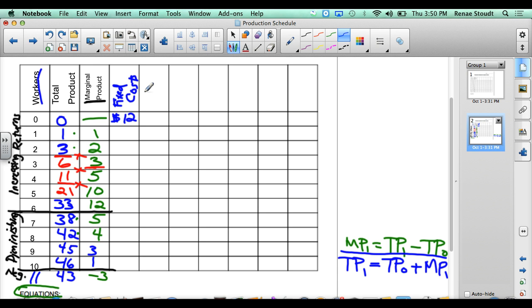Now, at 1 worker, did I change the amount of rent that I charged you or the amount of paper that I charged you for? The answer is no. So it's still going to be $12. And you guessed it, it's going to be $12 all the way down. So you can fill in $12 all the way down. Remember, it's fixed. It doesn't change. It stays the same.